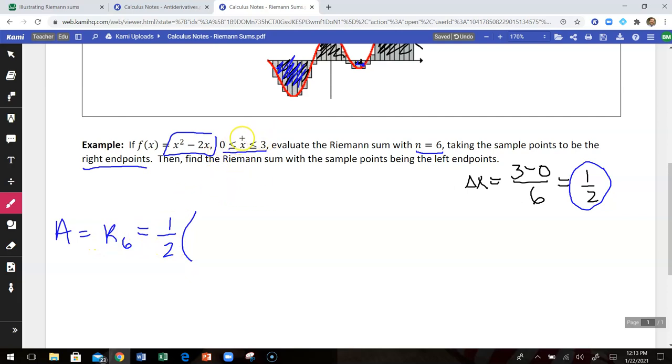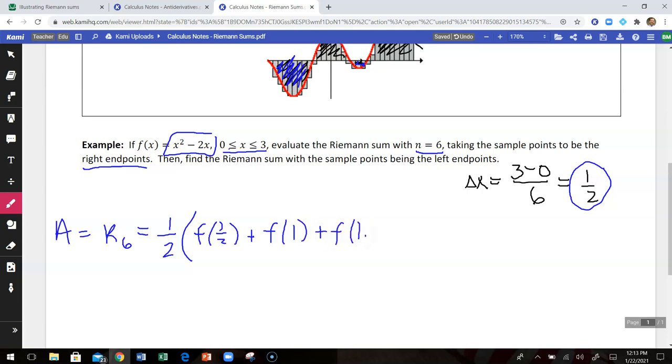So if I know that the width of each interval is 1/2, and I'm starting at 0, my first right endpoint would be at 1/2, because my first interval would go from 0 to 1/2. So the way I'm going to represent this is I'm going to say f of 1/2. And then I'm going to add to that, the next interval would go from 1/2 to 1, so my right endpoint of that interval would be 1.